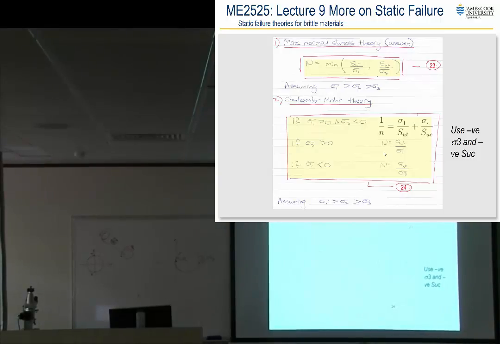Okay, so these are not very neat equations. They're kind of a pain because they have all of these conditions. So we don't have a single nice surface equation that we can use. Instead, you've got to work out which one of those quadrants you're in. Okay? So in the first instance, for that maximum normal stress theory for brittle materials, it just takes the minimum of SUT divided by sigma 1, assuming sigma 1 is in tension, and SUC divided by sigma 3, assuming that's in compression.